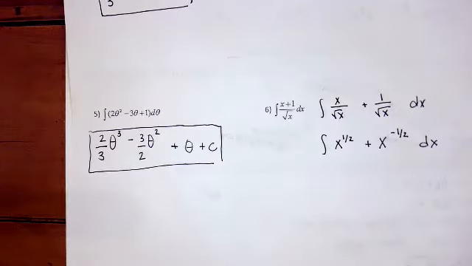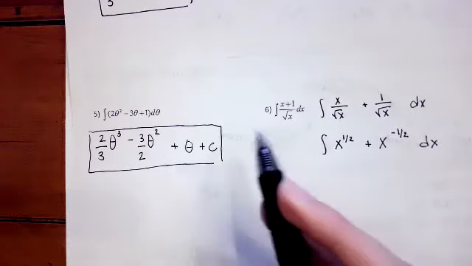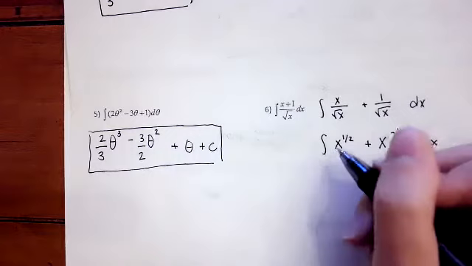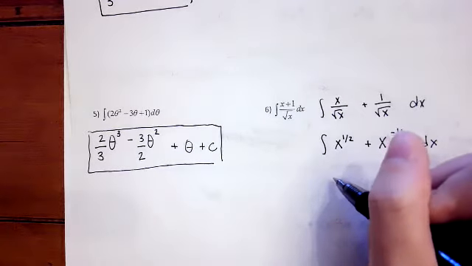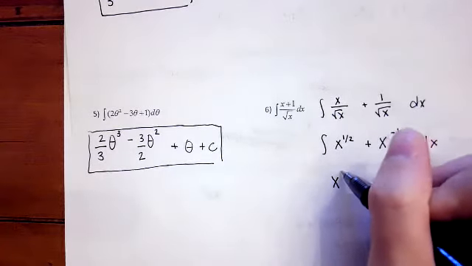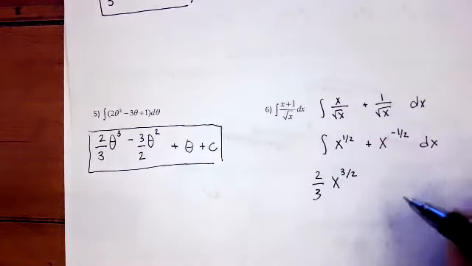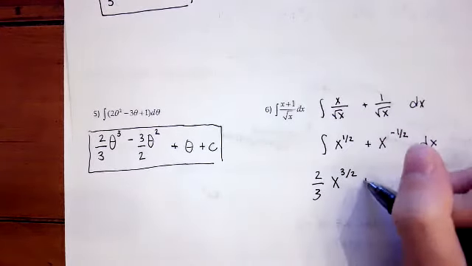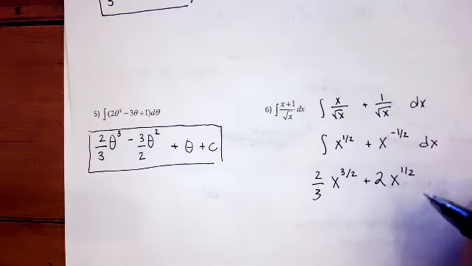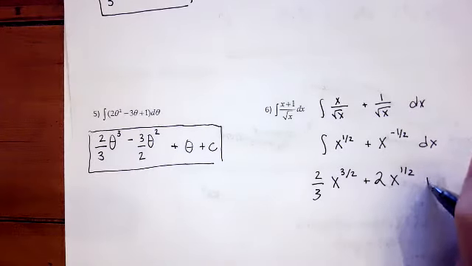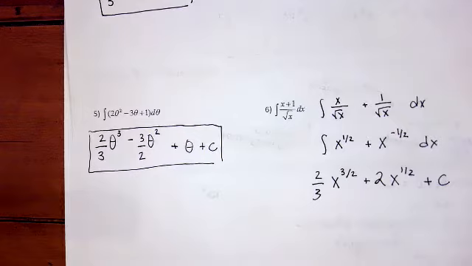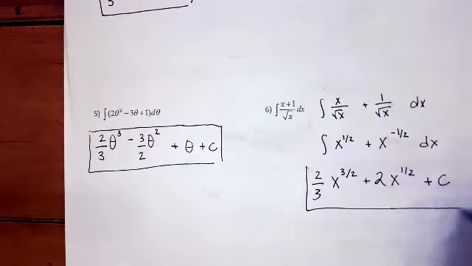Now this is a lot easier to take the integral of than what we started with. I'm going to add a power. So that'll be x to the 3/2 and then times 2/3. If I add 1 to negative 1/2, that becomes positive 1/2 multiplied by the reciprocal of my new power. So times 2. And then don't forget your plus c at the end.